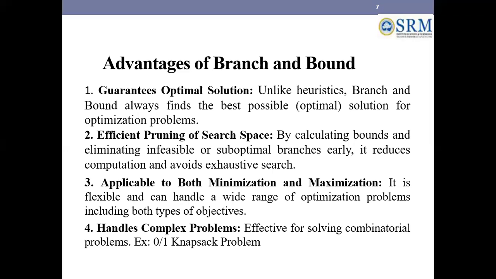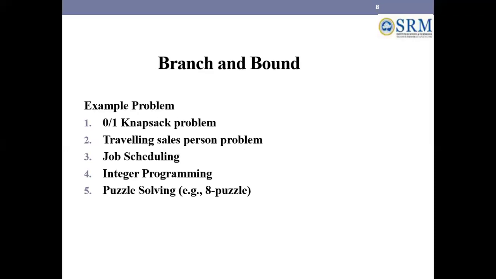And it handles complex problems. It's mainly effective for solving combinatorial problems. For example, the zero one knapsack problem and the traveling salesperson problem, that is, finding the shortest path from one city to another city. This is a minimization problem. The traveling salesman problem is a minimization problem, finding the shortest path between cities. That is called the traveling salesman problem.